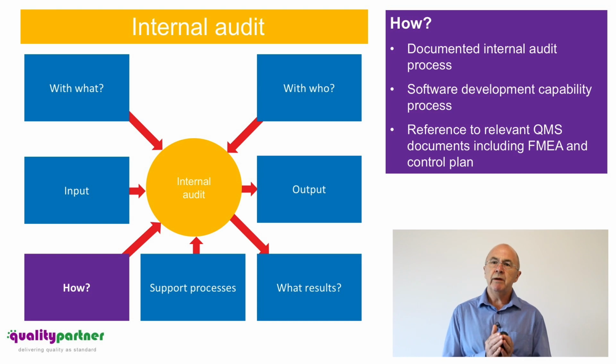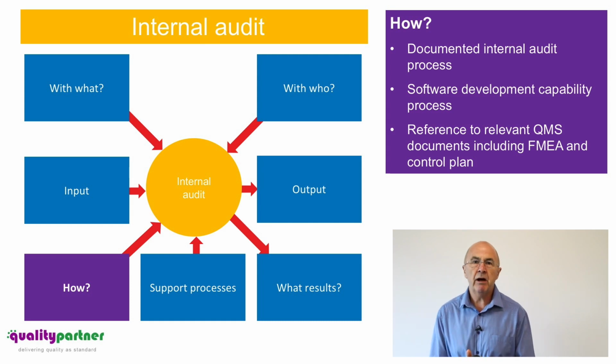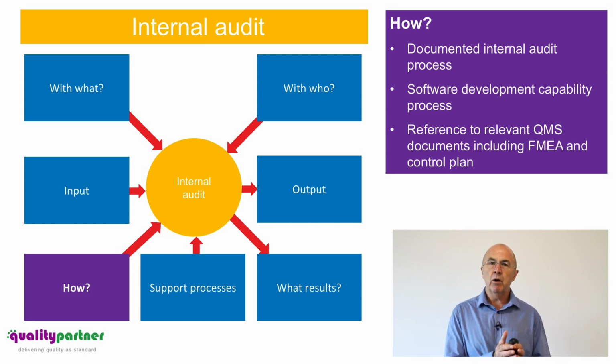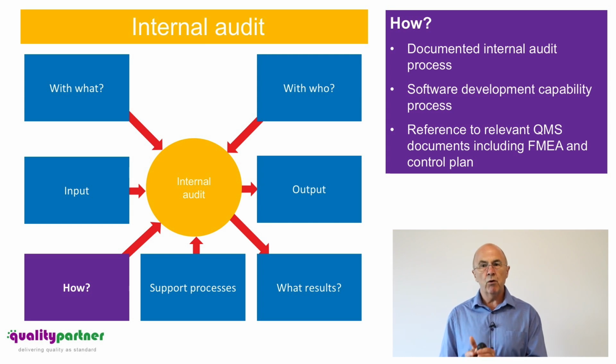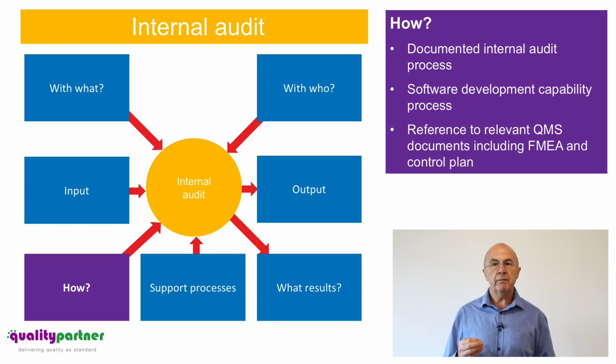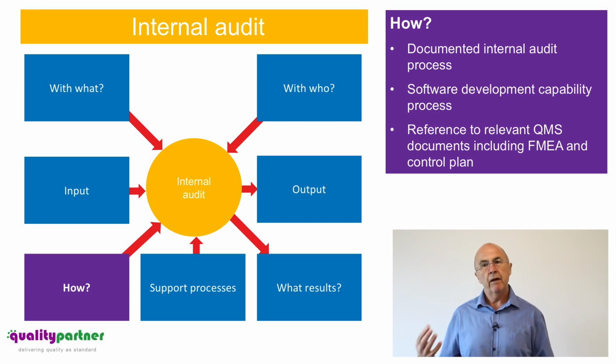We need to make sure that we audit effectively the software development capability process. So if we are developing software, we need a qualified auditor that is competent to audit that software development capability process, and we're using any software development capability checklist, for example, that may be specified by the customer. There is a scheme called Automotive SPICE that is relevant to software development. So maybe the customer says that we have to make reference to that Automotive SPICE process. We need to make reference to the relevant quality management system documentation, including the FMEA and the control plan.